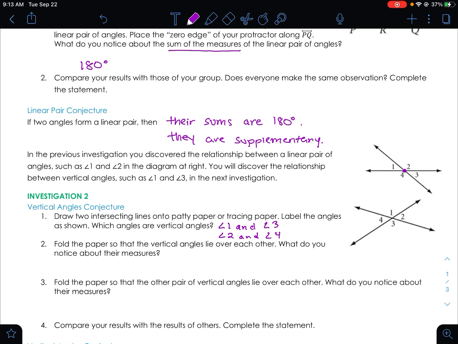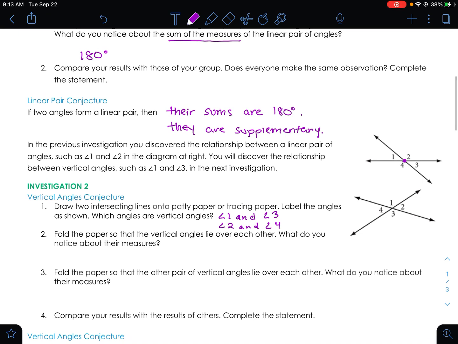The important distinguishing feature of vertical angles is that they do not share sides. So what we would do is draw these vertical angles on a piece of paper, and then fold the paper in half so that the vertical angles lie on top of each other. And what you would notice about these vertical angles is that they are equal.